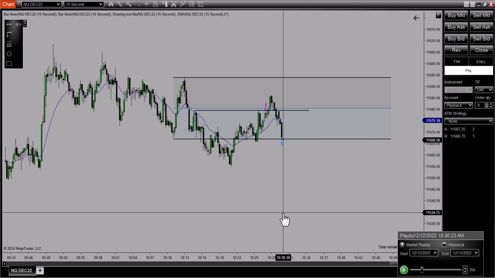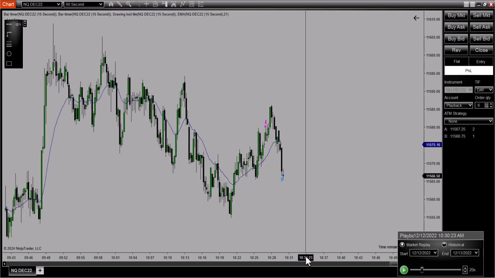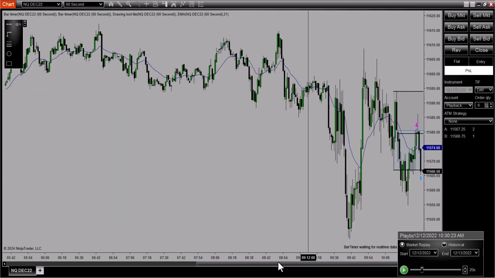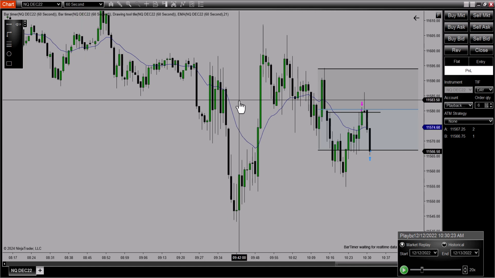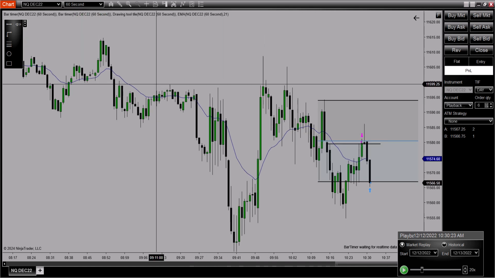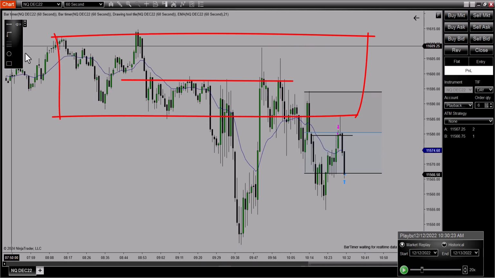So why did I take this setup? Let's go forward to the 60-second, right? Or the 1 minute time frame. So what do we have here? After this huge move to the upside, we didn't have any break of structure right here, but it was only to this zone right here.